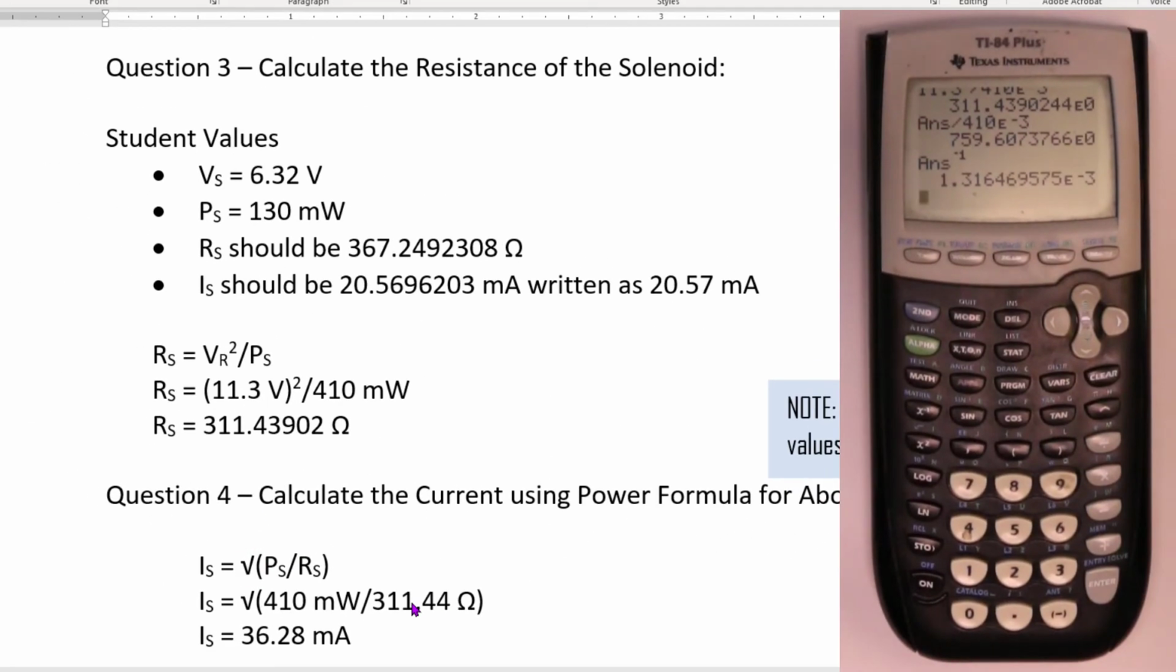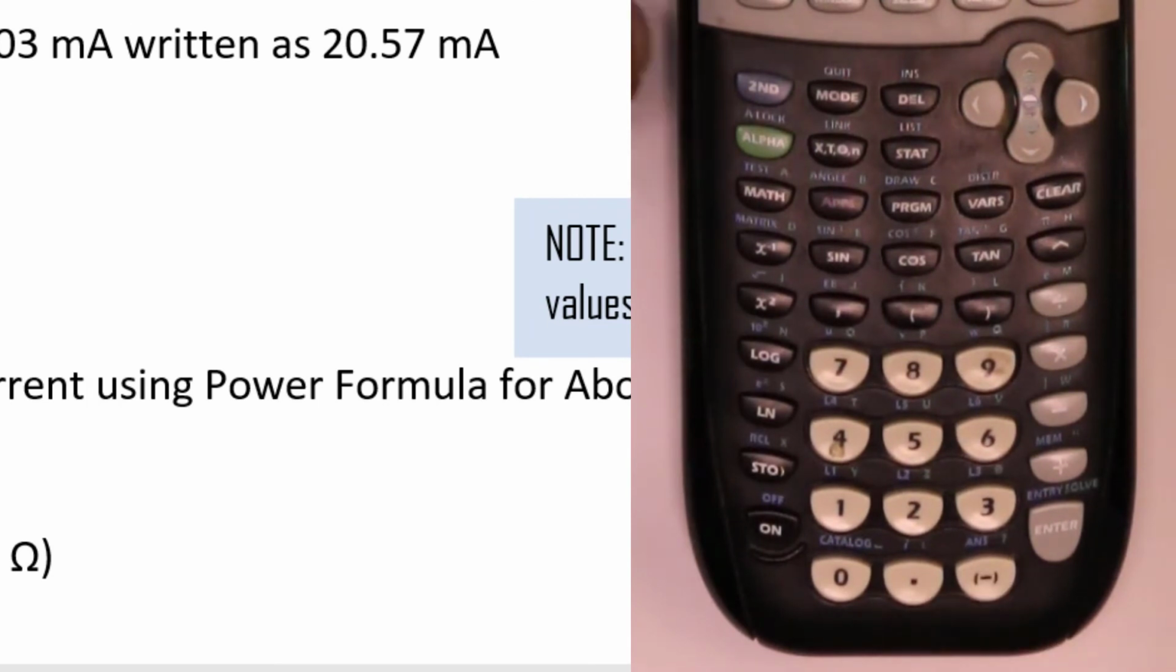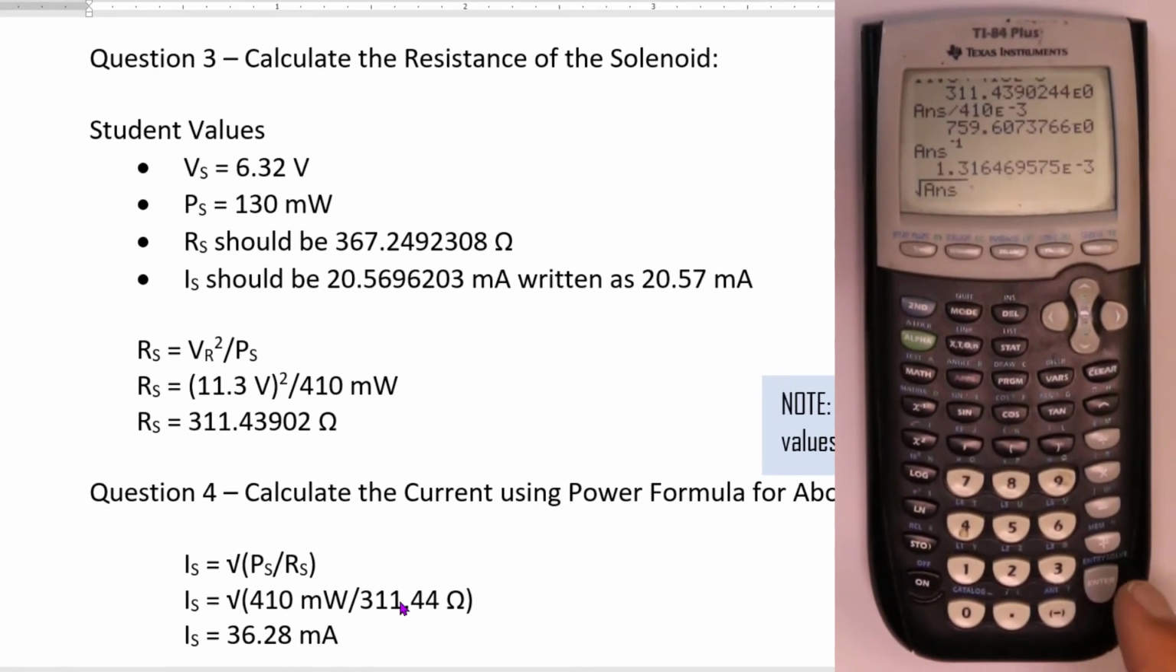So I've got a couple different options. Again, I could just use memory. I could put that in memory and then recall the memory and find the square root of it. Or on my calculator, I've got this answer function. So I can do second function square root and then second function answer, and I can hit enter and I get the same value. So now you know two different ways to do this.